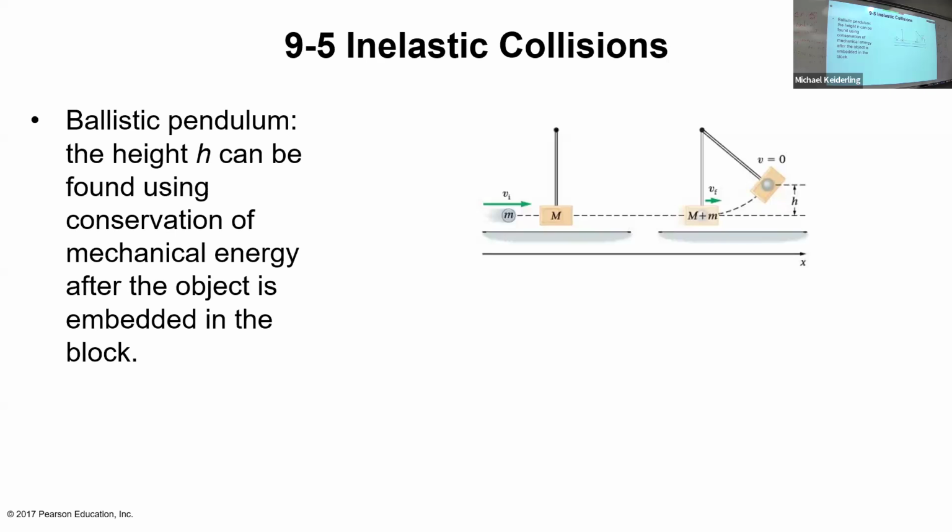More commonly, these are used the other way around. You shoot something into a mass, it swings up. You measure the height it swings up to. Use conservation of energy to figure out how fast it was moving right after the collision, and conservation of momentum to figure out how fast the projectile was moving. So this is a way you can figure out how fast, like, a bullet is.